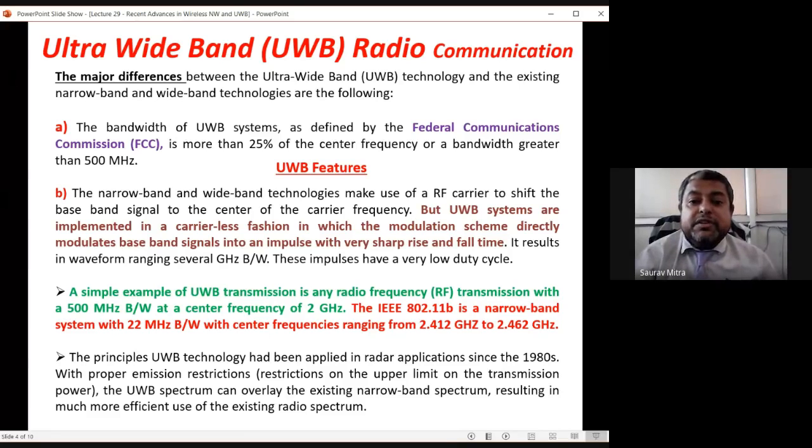So this is the feature of UWB: it uses a carrierless kind of modulation technique, and the modulating signal modulates the baseband signal into an impulse with very sharp rise and fall time. Very sharp rise and fall time means the impulse signal used in ultra wideband is very thin in the time domain. That means the time period is very small, which means the frequency is very high. So it results in a waveform ranging over several gigahertz of bandwidth. As the time period of the impulses is very small, it results in gigahertz bandwidth.